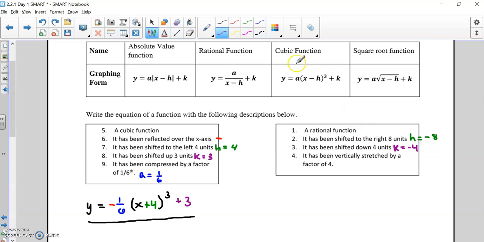K, unlike h, isn't opposite. And then a vertical stretch by a factor of 4. This means we have an a value of 4.